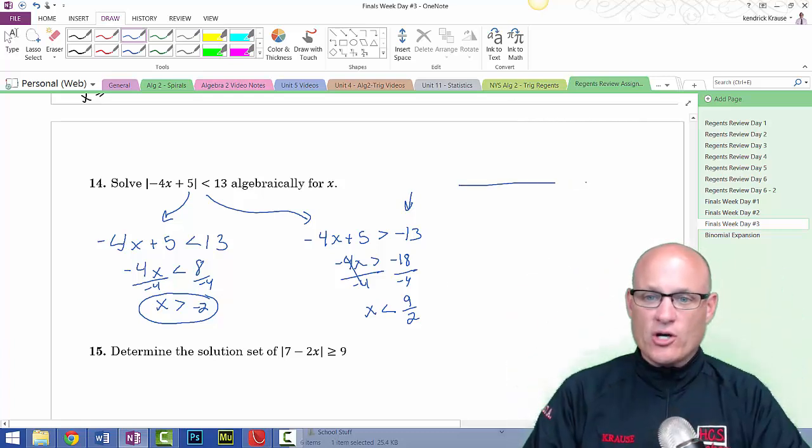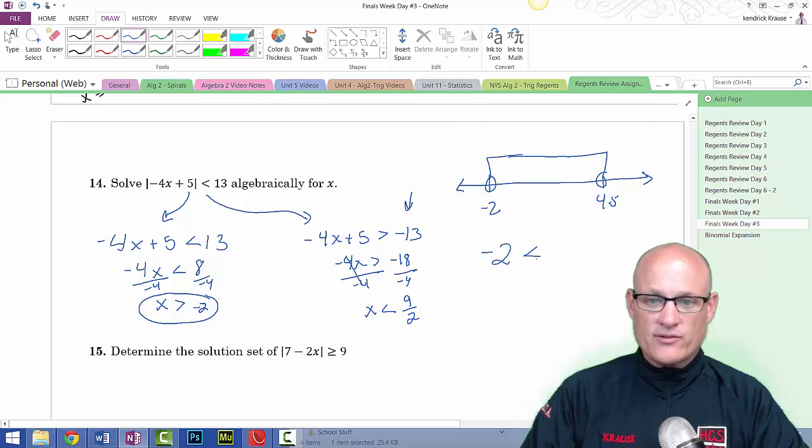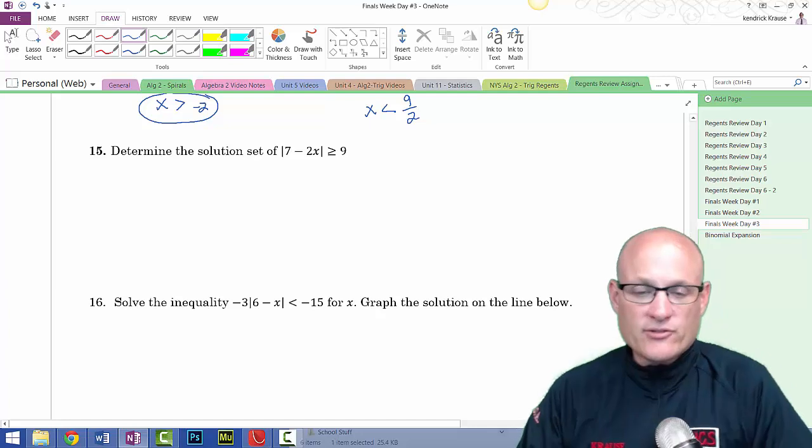I just don't know if this is an "and" or an "or" until I get a good idea of graphing it. So here's negative 2, open circle going this way, greater than, and here's 4.5 or 9/2, open circle going this way. So it's an "and" because we're connecting the dots. So in order to give the answer, I have to say negative 2 less than x less than 9/2. Done.